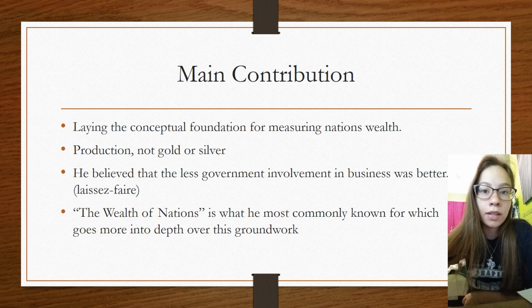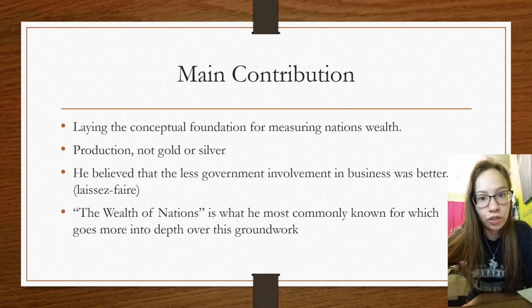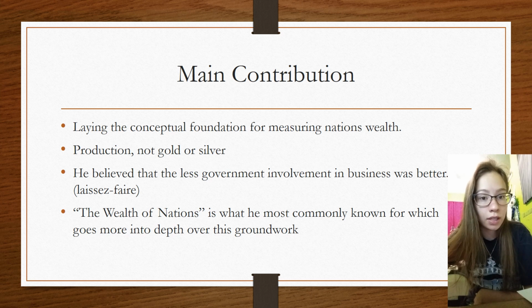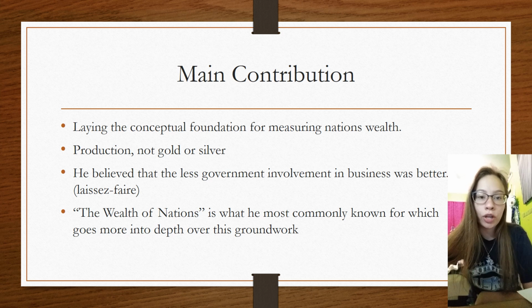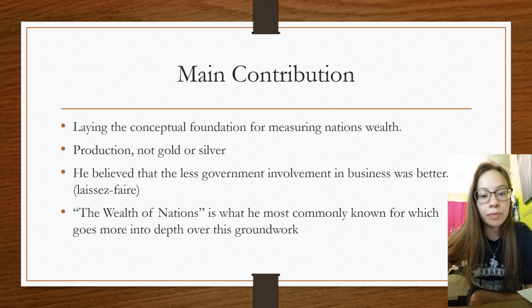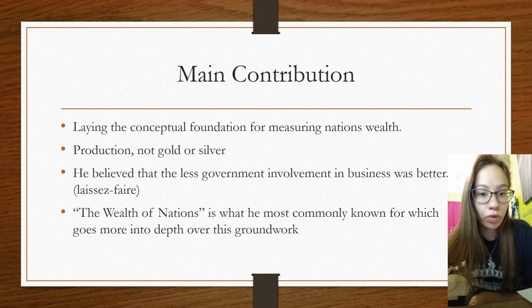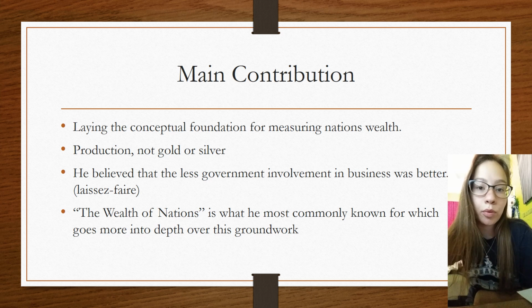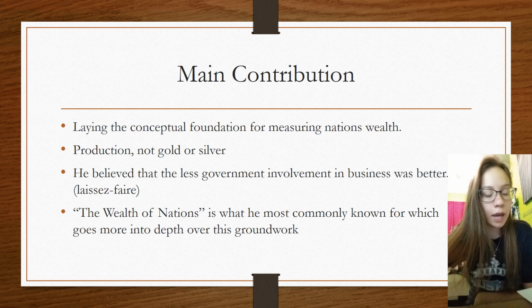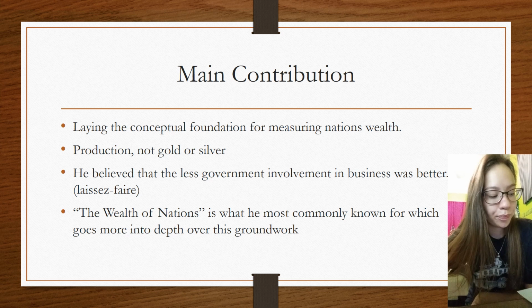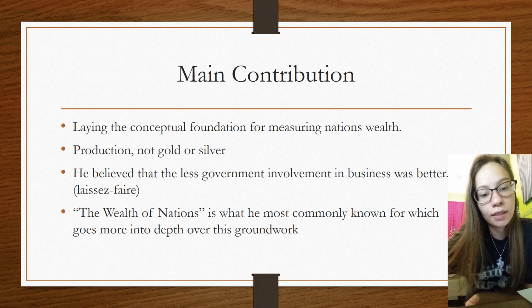Smith also edited production to go into 2 separate factions, which is manufacturing and agriculture. Since then, production contained land, labor, and capital, but now it also contains entrepreneurship. Social classes began to receive money, but it wasn't all the same. Landlords received rents, laborers received wages, and capitalists received profits. Production relies on them to succeed.